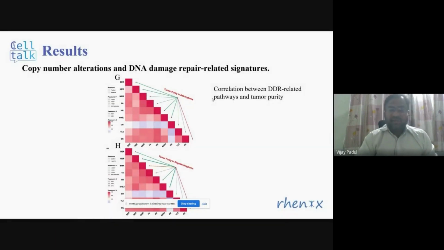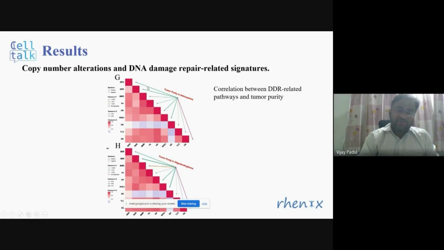Then they identified the correlation between DNA damage response related pathways and tumor purity. So here in this panel, these are the different DNA damage response related pathways, that is base excision repair, nucleotide excision repair, then non-homologous end joining, direct repair, etc. So they have found that there is a correlation between the tumor purity in astrocytoma and oligodendroglioma.